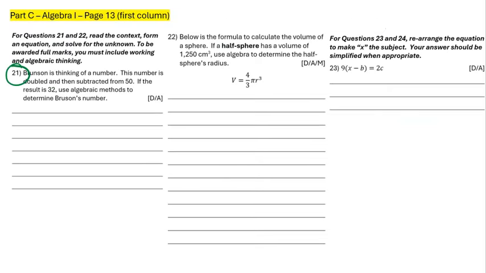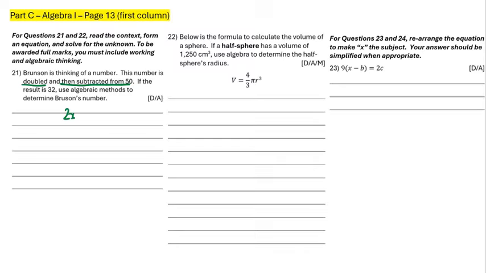Okay, so we're now on to question number 21. Straight away we know it's a wordy question. So we know it's going to be beyond developing in terms of the algebra. So let's get into it. So we've got Brunson is thinking of a number. This number is doubled, so that means it's going to be something like 2x if x is the unknown number. And then this bit's going to be really tricky, and then subtracted from 50.